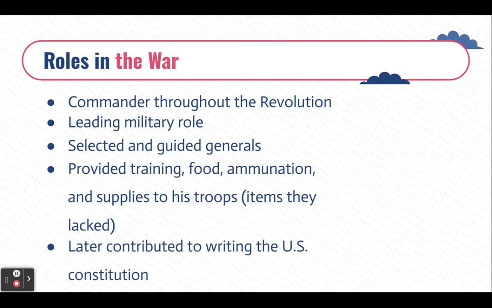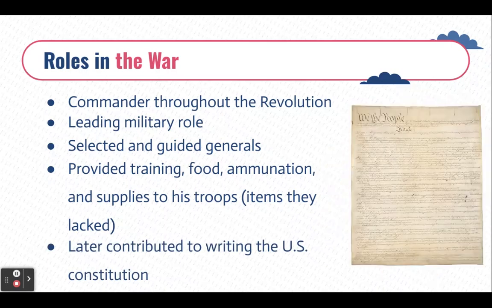He also later contributed to writing the U.S. Constitution, which is here shown on the right.